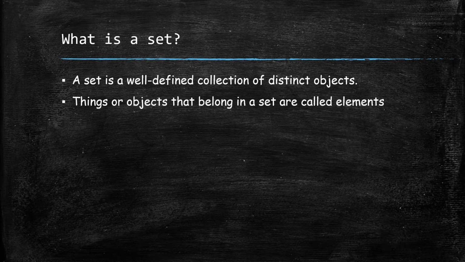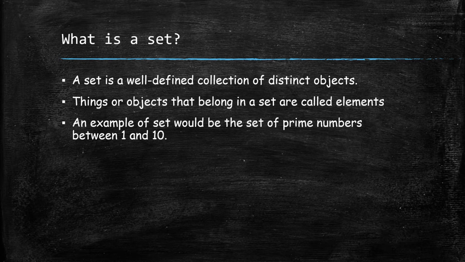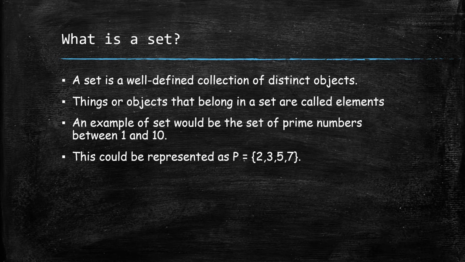Things or objects that belong in a set are called elements. So if you have a set of numbers from 1 to 3, 1 would be an element since it's an object in that set. Another example of a set would be the set of prime numbers between 1 to 10. This could be represented as P = {2, 3, 5, 7}, as these are the prime numbers between 1 and 10.